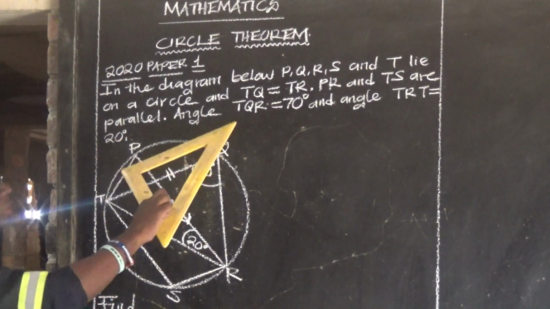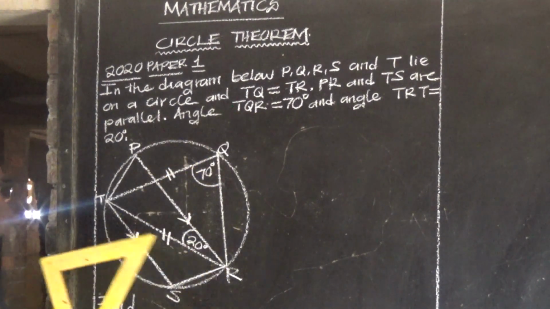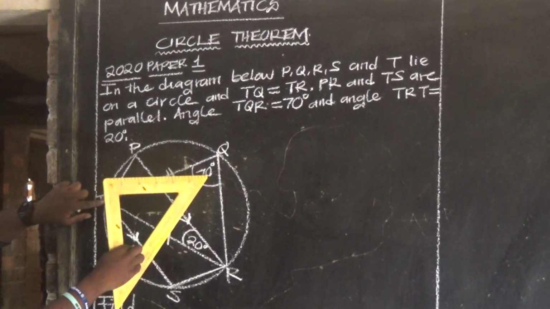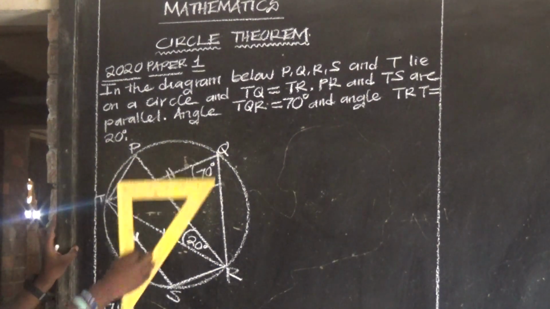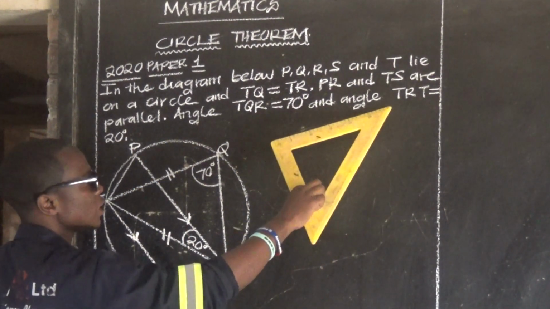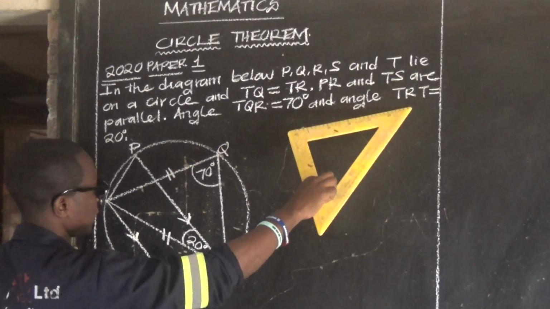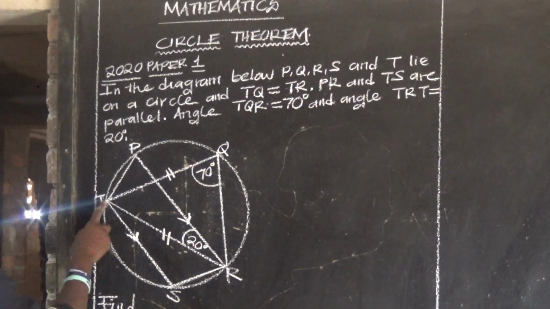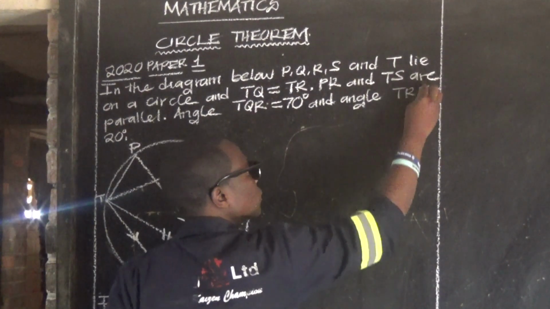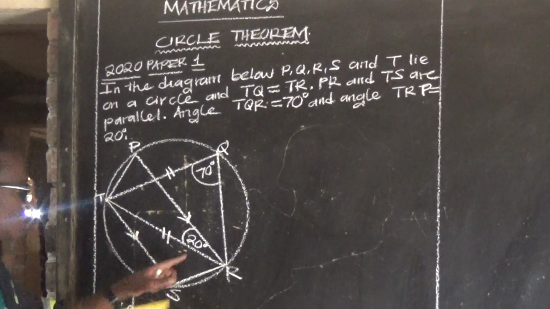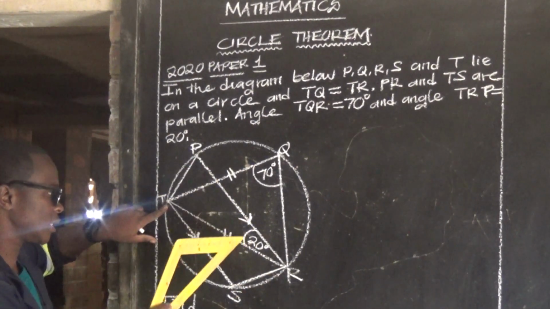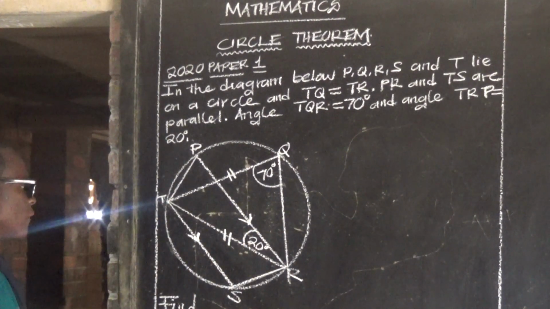Then angle TQR is equal to 70 degrees as given. Angle TQR is 70 degrees. And finally, angle TRP. It's not supposed to be P, sorry. This angle is 20 degrees. TRP is equal to 20 degrees as given. So this is the information we have.